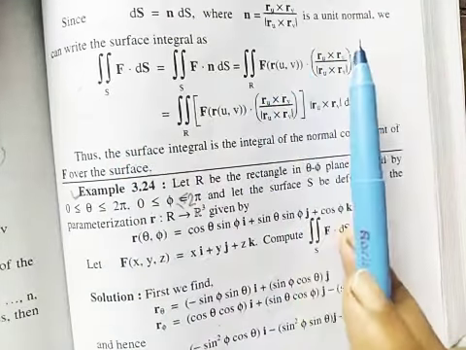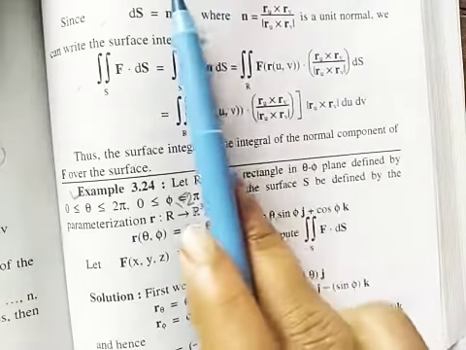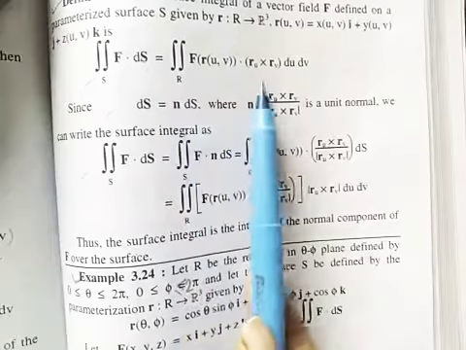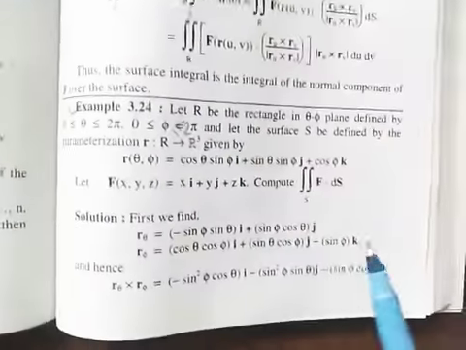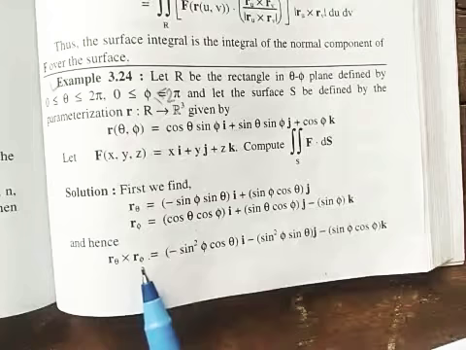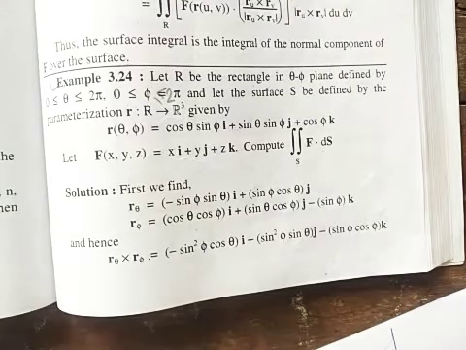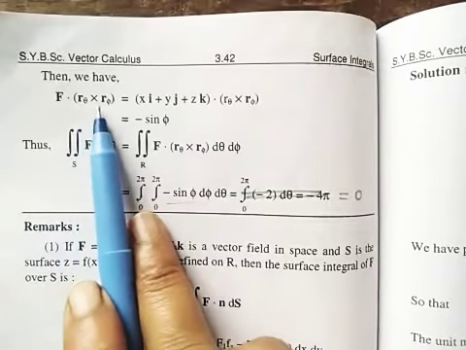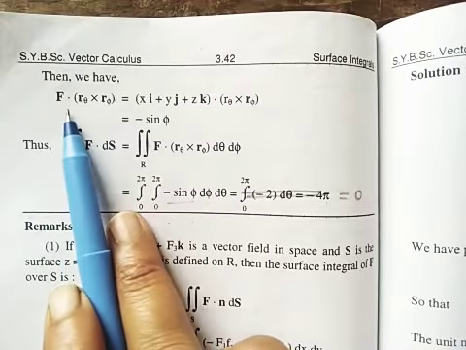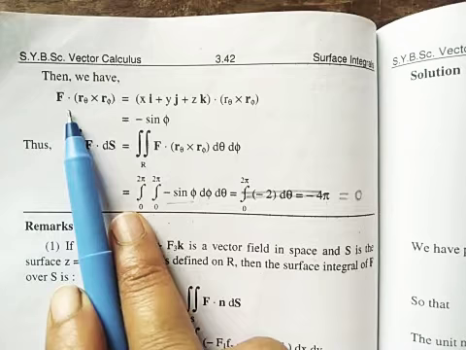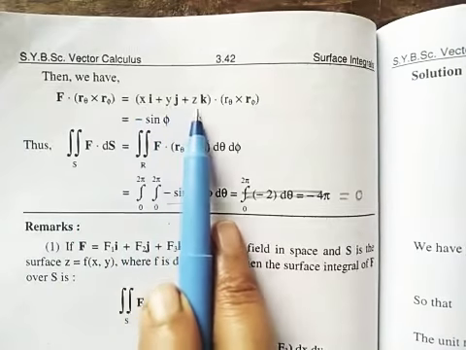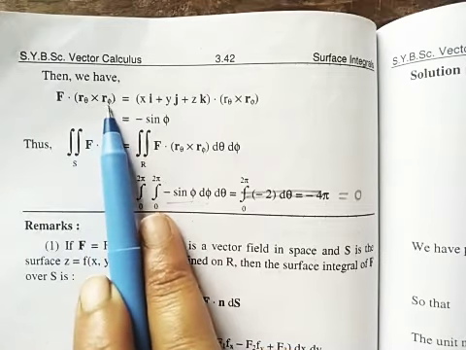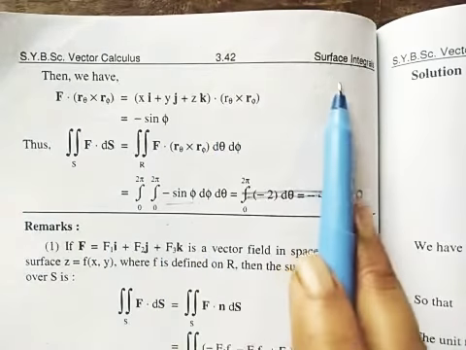It is the double integral of F dot (r_u cross r_v) du dv. Now here we already calculated r theta cross r phi. So in the next step we will calculate F dot (r theta cross r phi). So we have capital F, which is given as xi plus yj plus zk. And in the last step we calculated r theta cross r phi. We will put that value here.